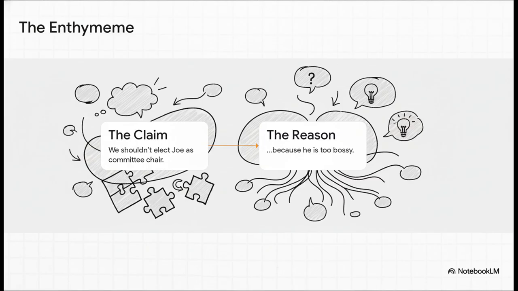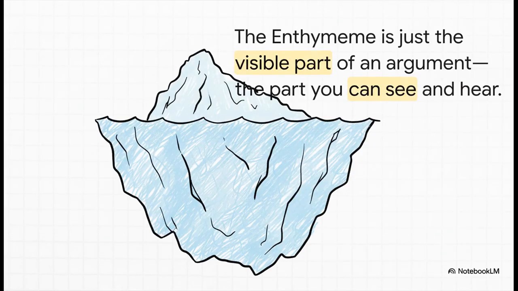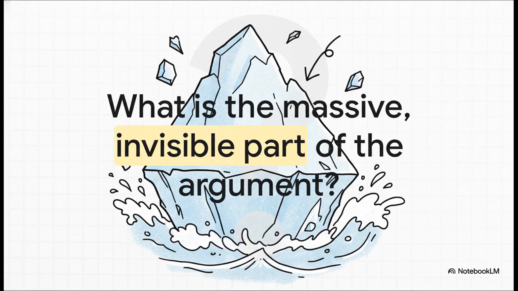But here is where it gets really interesting. This visible part of the argument, it's not even the most important part. The best way to think about this is like an iceberg. The claim and the reason, the stuff you say out loud, that's just the tiny tip of the iceberg sticking out of the water. It's what everybody focuses on, but it's not where the real power, the real weight of the argument is hiding. And that's the million-dollar question, isn't it? If the part we say is just the tip, what is that huge, invisible chunk of ice underneath the surface that can actually sink our entire point before we even get started?